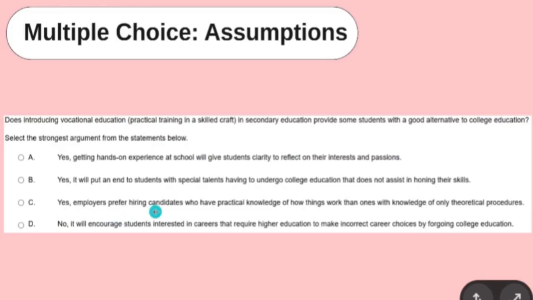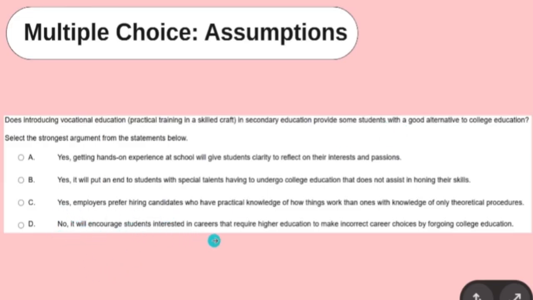Yes, employers prefer hiring candidates who have practical knowledge of how things work than ones with knowledge of only theoretical procedures. Okay, well, that doesn't address the question that's given to us. We're talking about students here. We're not talking about employers, so it can't be C. And then we've got D.